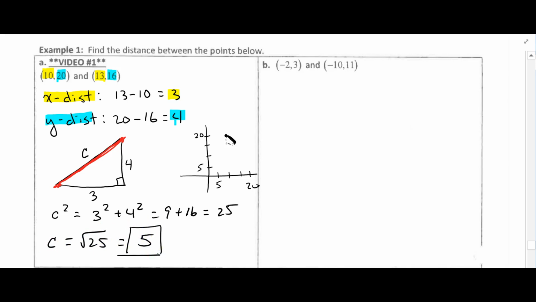Alright, so just to review, we'll find the distance between the x coordinates, the distance between the y coordinates. These 2 values become the legs of our right triangle, and then we simply need to find the hypotenuse. Alright, that's it for this video.